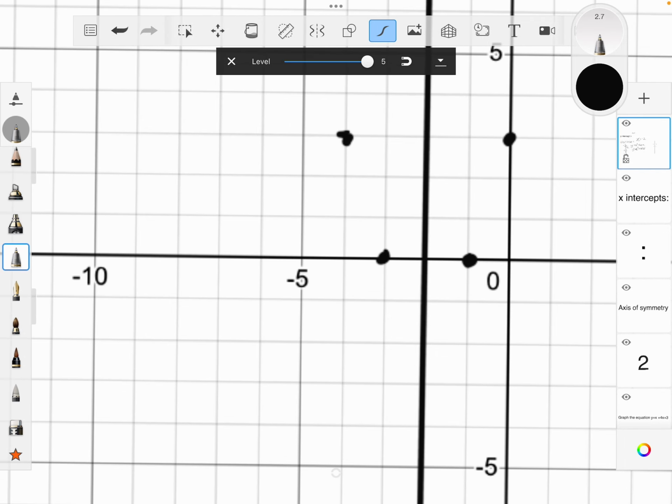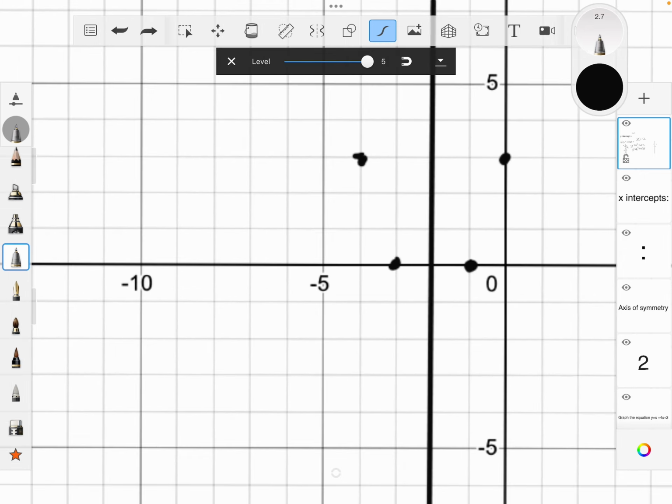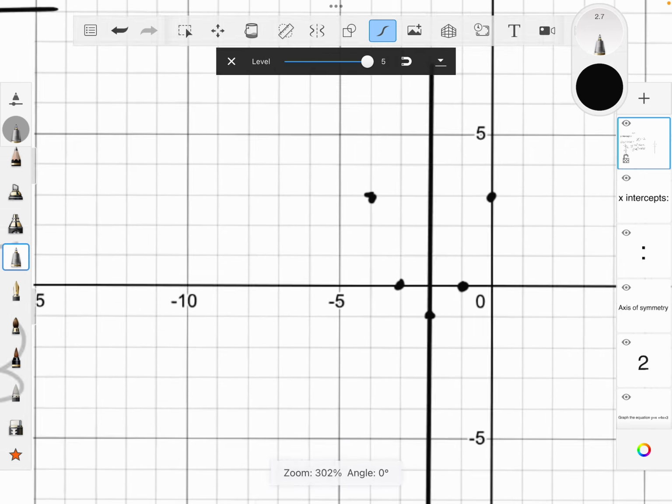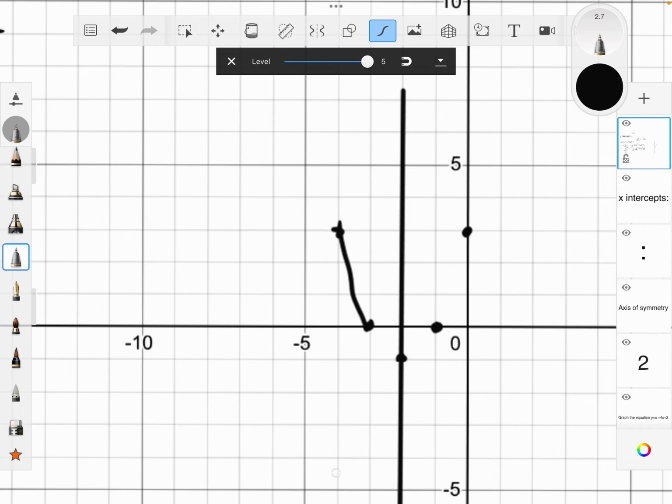Now, as we can see, that is negative 2 because it goes down straight there. Okay. And that's how you graph a parabola.